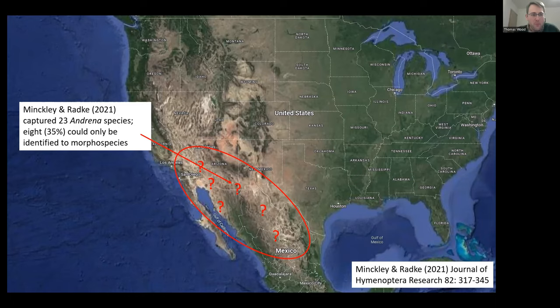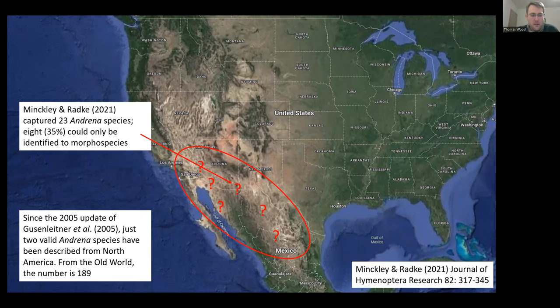In the paper of Minckley and Radke last year, 2021, 35% of their Andrena species were only identified to morphospecies, making estimates as to the extent of undescribed diversity in North America very difficult. And just to put it into context, since the Gusenleitner and Schwarz update of 2005, I could only find two Andrena species described from North America. In the same time period, nearly 200 species have been described from the Old World. So it would be fascinating to see future research in North America.